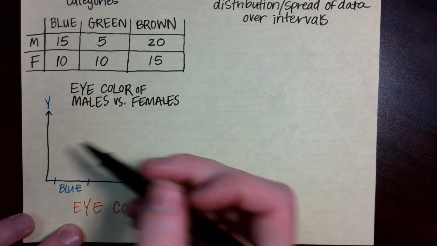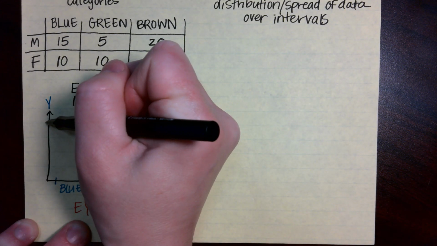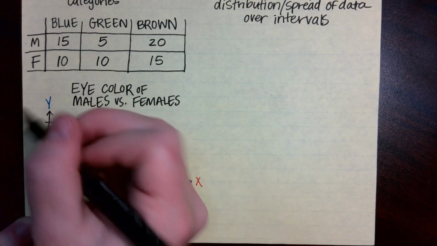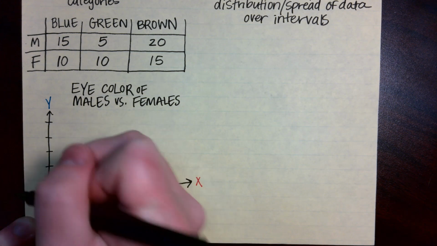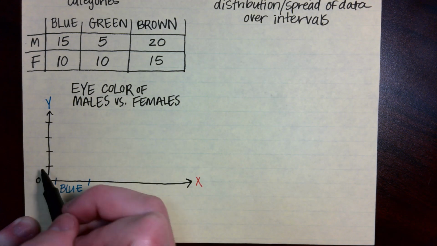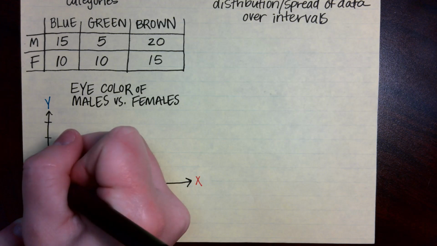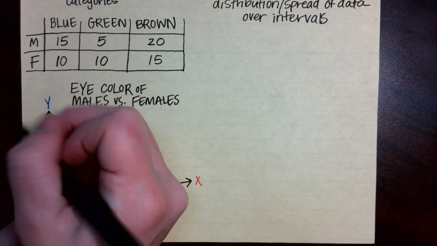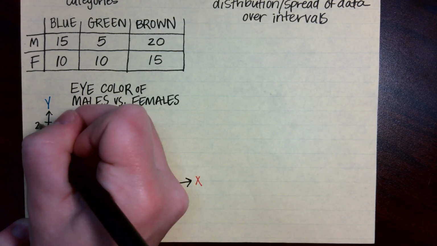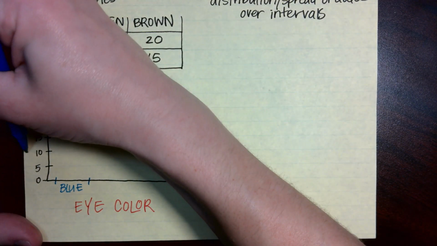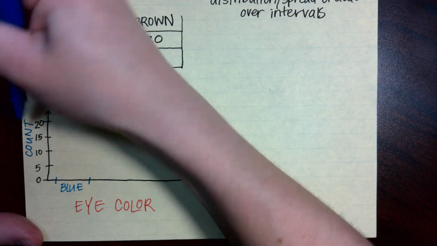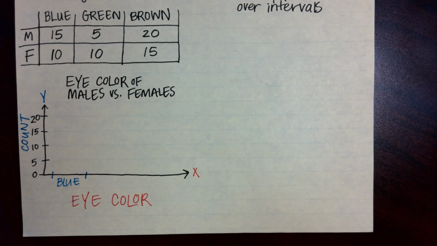Okay, what's the highest number on this whole chart? 20 is the highest number. So let's go ahead and make a little, what's it called? A scale here. Just so that we can start making our bars. We'll start at 0, 5, 10, 15, 20 is what I'm going to do. Because 20 is our top value. And we label our y-axis the count. That just means how many. Just like that.